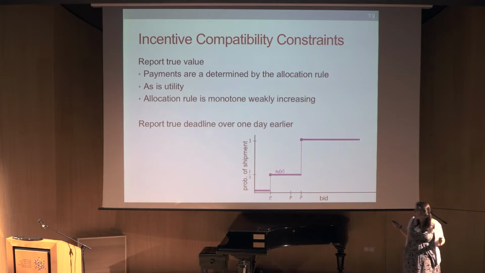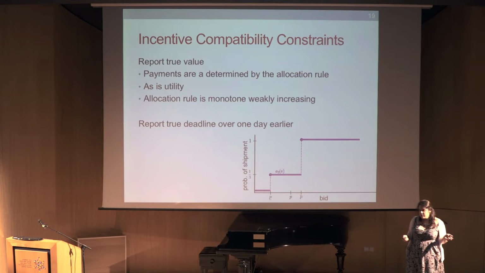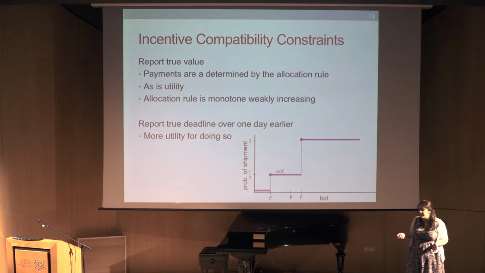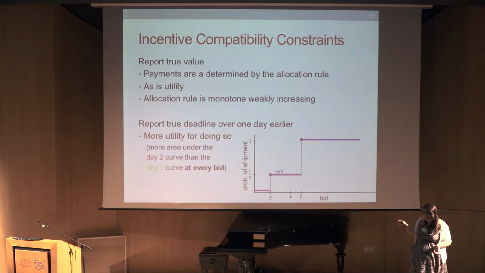And so what we can just say is that you should want to report your true deadline over 1 day earlier, and transitively, you won't want to report any earlier deadline. Does that make sense? Okay, so how do we do that? You should get more utility for reporting your true deadline than 1 day earlier, and then nobody will want to misreport their deadlines. How do we say you get more utility for that?